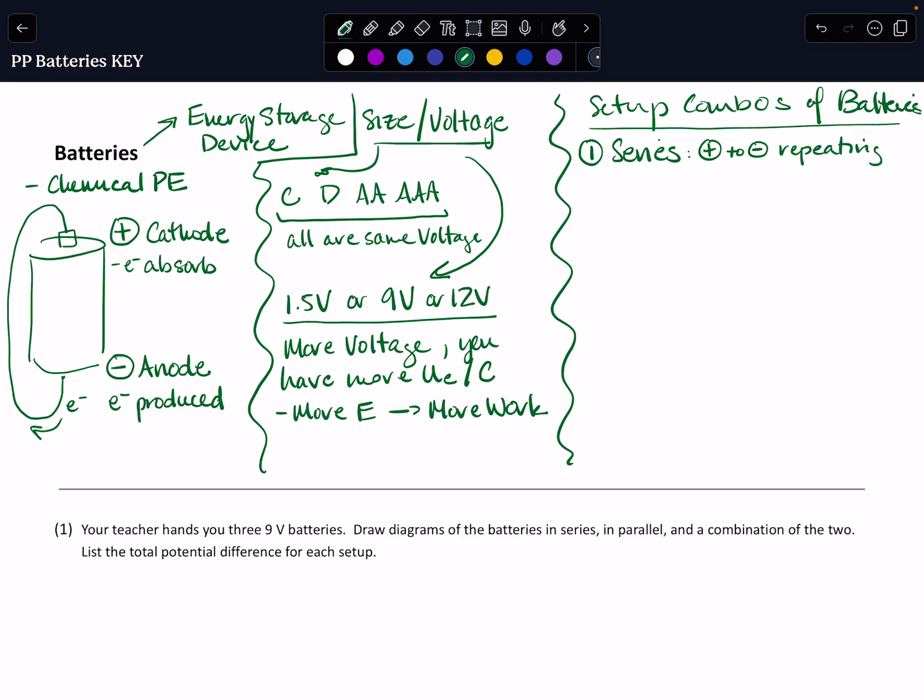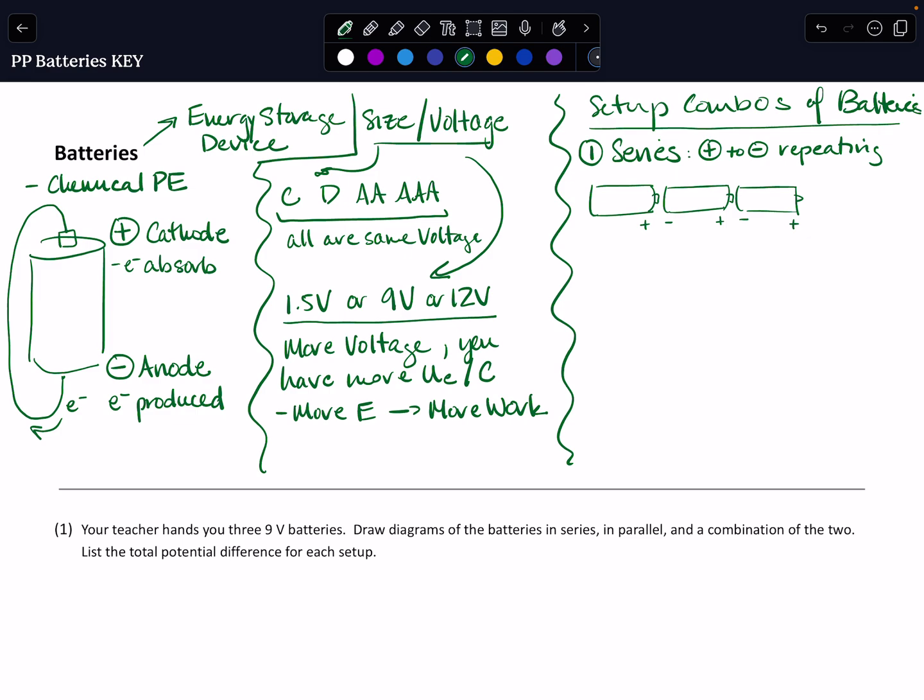All right, so what that would look like, let me see if I can draw some. All right, so we see how we have a positive end and a negative end, positive and negative end, positive and negative. So we've got them end to end to end. And you can see this in most of your remotes. If you open them up, you can see them laid out in a line.